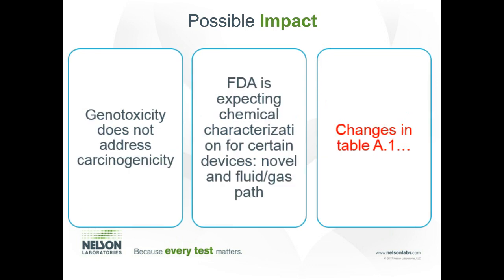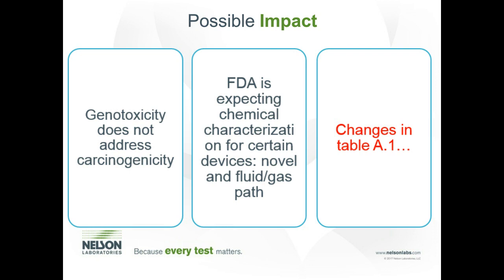So in the past, some people addressed carcinogenicity by looking at their genotoxicity. Once again, remember we talked about before, that no longer is sufficient, even though genotoxicity is one potential form of carcinogenicity. There are a lot of other ways we have to look at carcinogenicity. Chemical characterization helps fill in those. And we talked about gas and fluid paths.